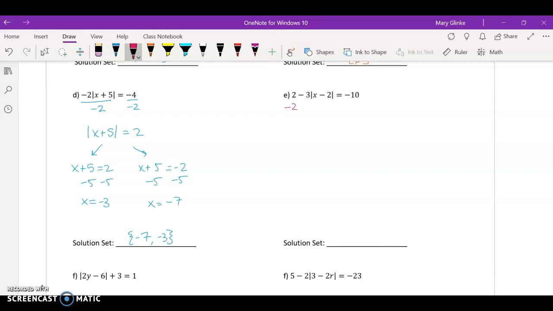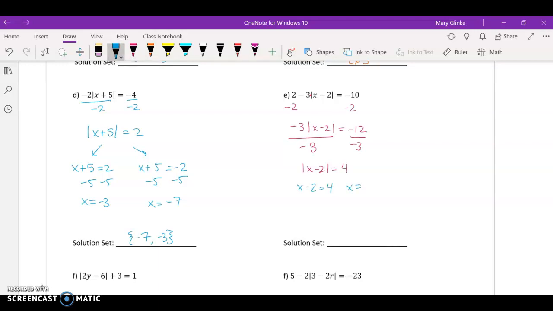For part E, we have to get the absolute value alone first. Here, I'm subtracting 2. Word of caution here, do not do 2 minus 3. We cannot combine those together because the 3 has strings attached. The 3 is actually attached to the absolute value. So we have to move the 2 over instead of actually subtracting them. Then we're going to divide by a -3 because we cannot distribute into an absolute value.